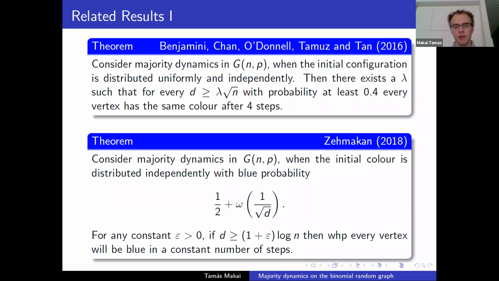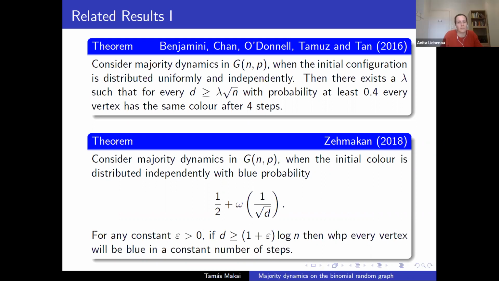It's basically a very large bias on the initial vertex sets, still tending to 1/2, but the omega of 1 over square root of d term would result in a difference of n over square root of d, whereas we're conditioning on a root n difference. So it would match ours only when d is n.